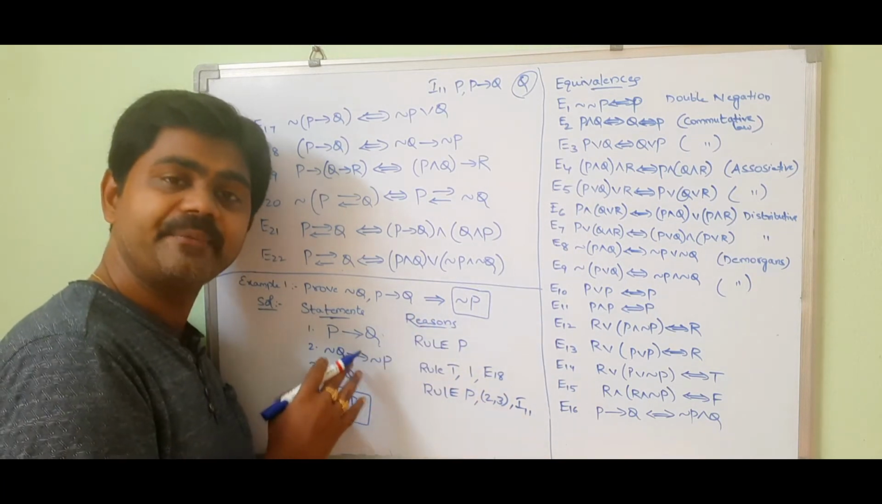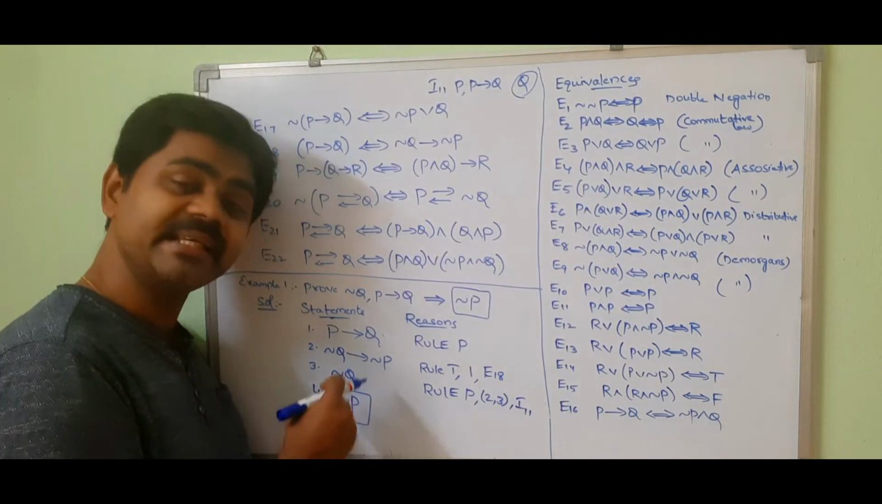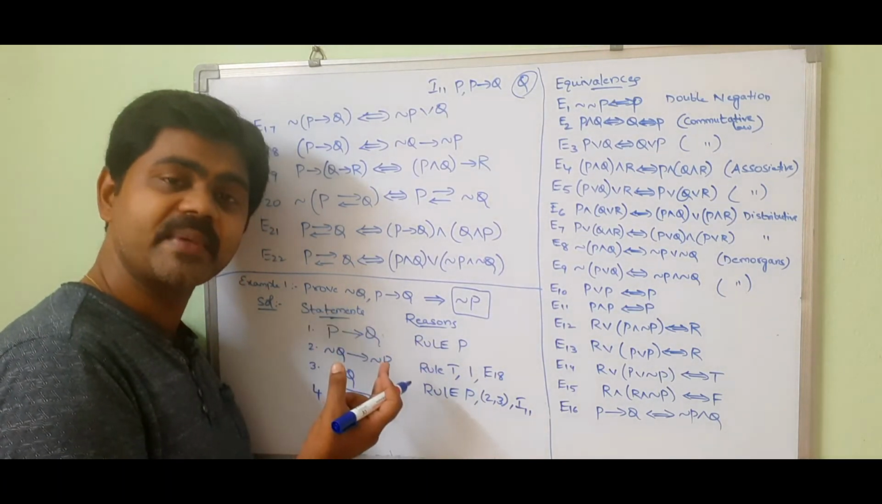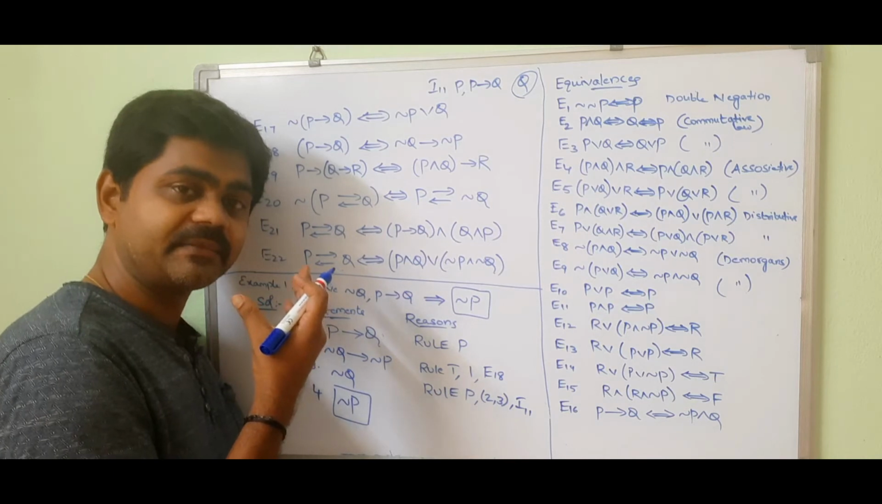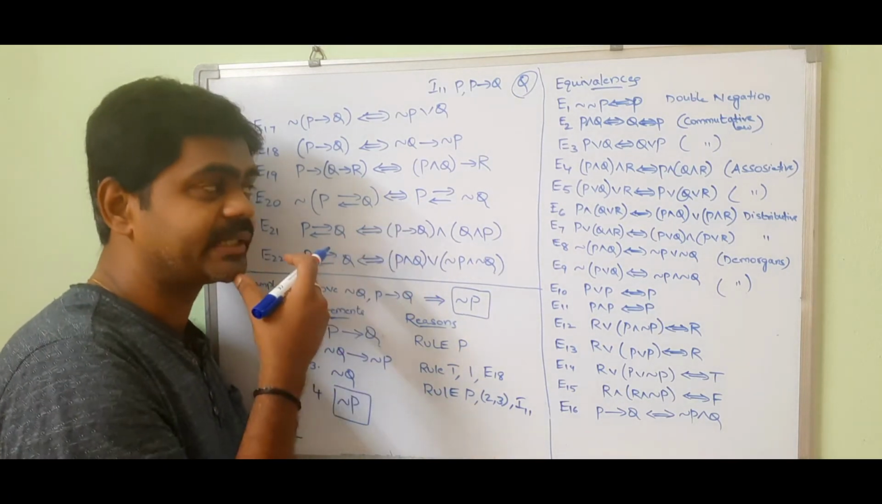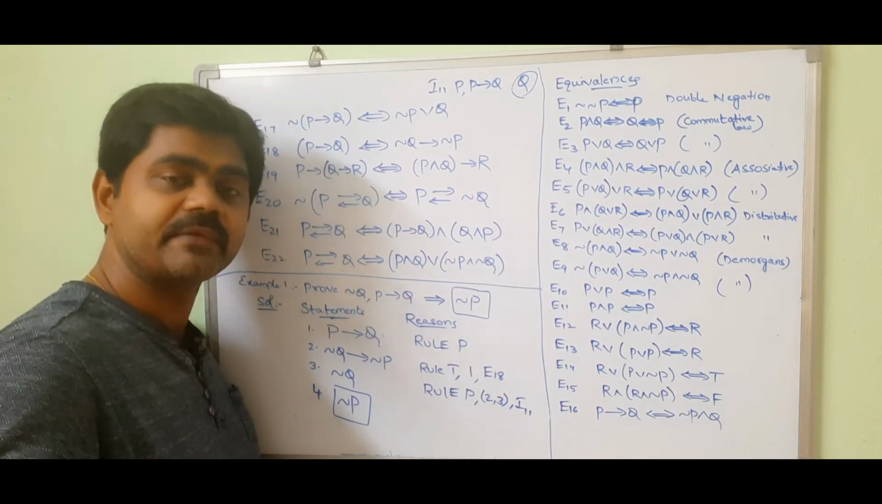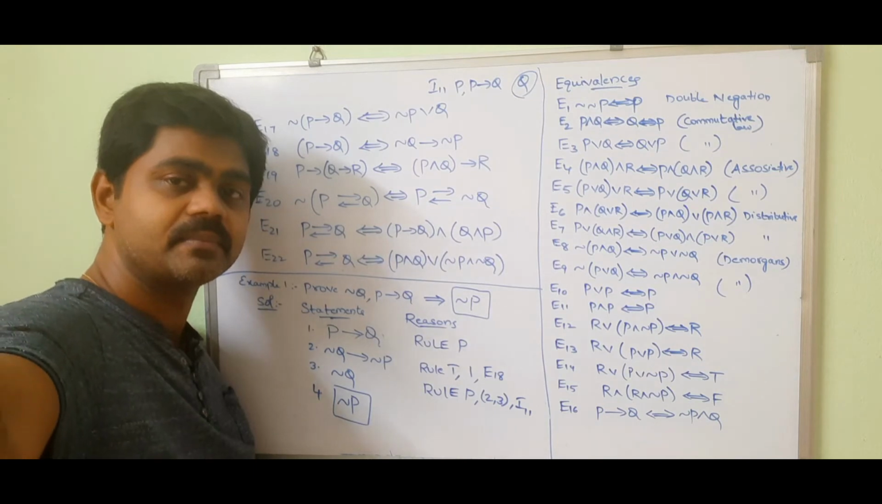So in this way, we can prove the solution using rule P, rule T, as well as the 14 I rules and 22 equivalence rules. Okay. So we'll see another problem so that we'll get a clear idea.